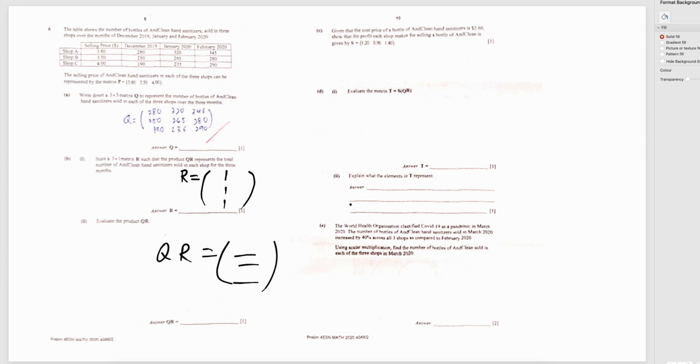Now it says, given that the cost price of a bottle is 260, show that the profit each shop makes for selling a bottle is given by this one. So how?